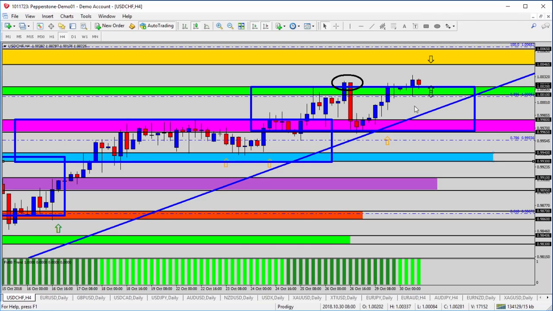Keeping an eye on the US dollar for some correlating strength or weakness for the US dollar and the Swiss franc today.